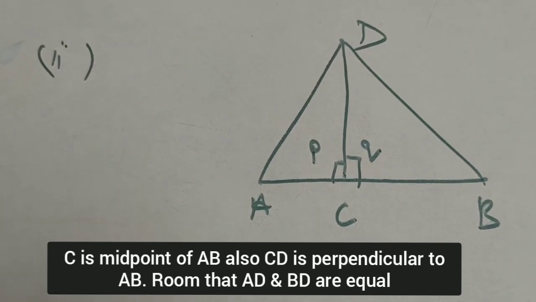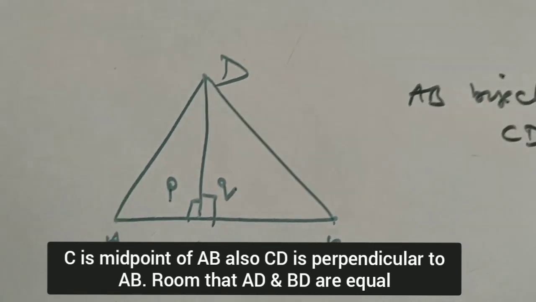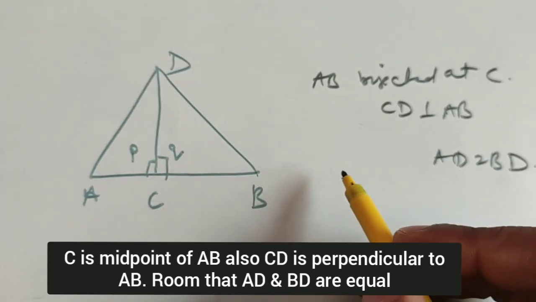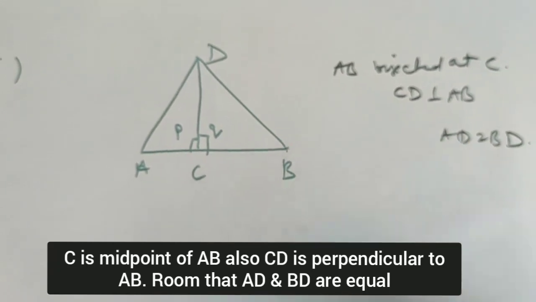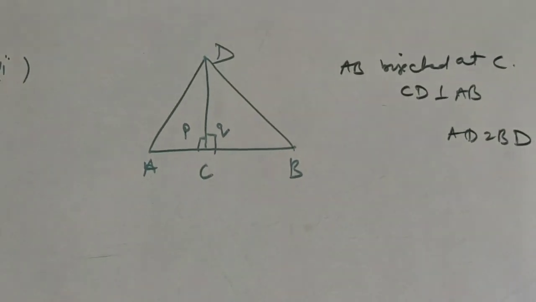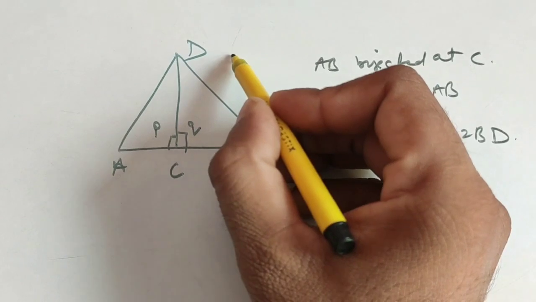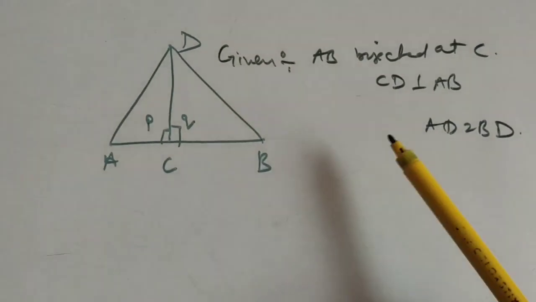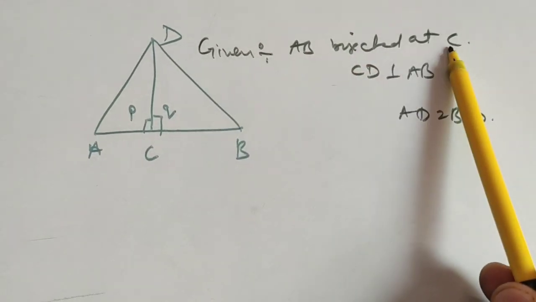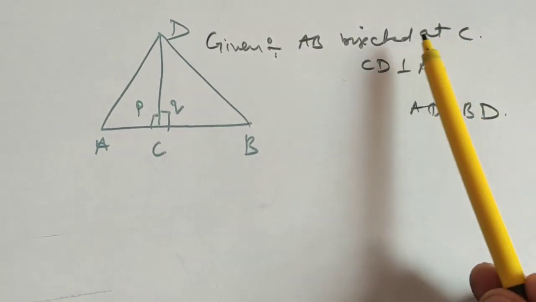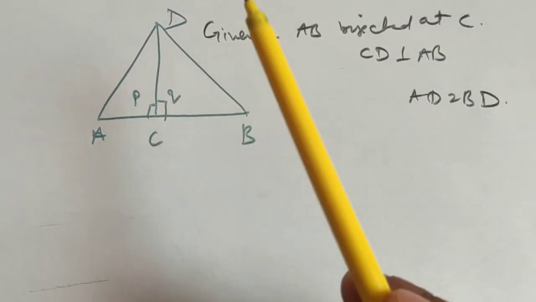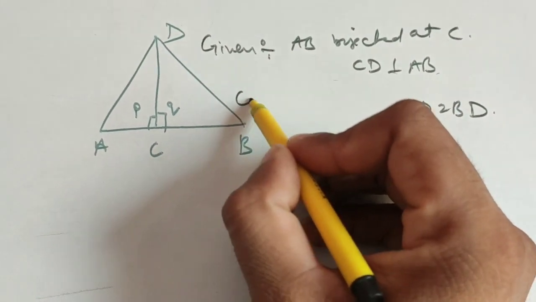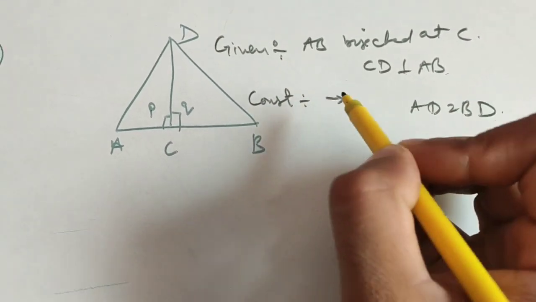In the next question we have this figure, and whatever is written in the statement is here. So whenever you are asked to prove something, first you will write down the given part. The given part in the question is AB bisected at C, or you can say C is the midpoint of AB, and a perpendicular is drawn, so CD perpendicular AB. This part is given. So if you have done any construction, you can mention it here.